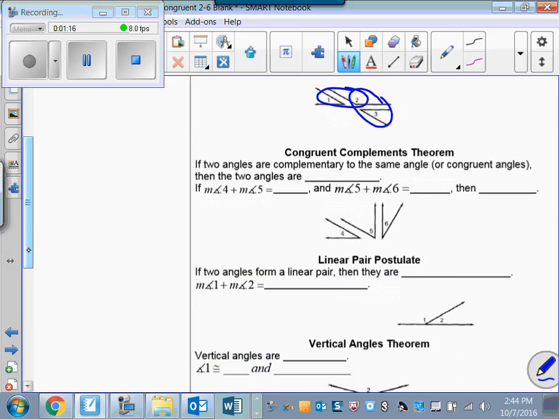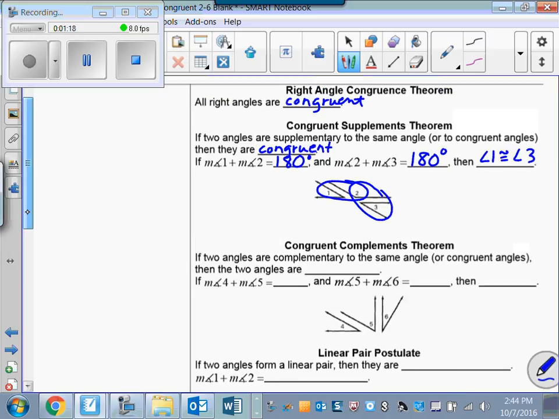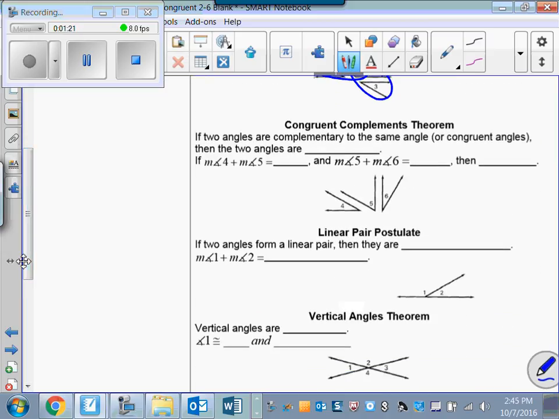All right, how about the congruent complements theorem? It's going to be extremely similar to the congruent supplements theorem, only we're talking about complementary angles. So again, if two angles are complementary to the same angle or to congruent angles, then those two angles will be congruent. So if angles 4 and 5 are complementary, in other words the sum of their measures is 90 degrees, and if angles 5 and 6 are complementary, then I know that angle 4 is congruent to angle 6.